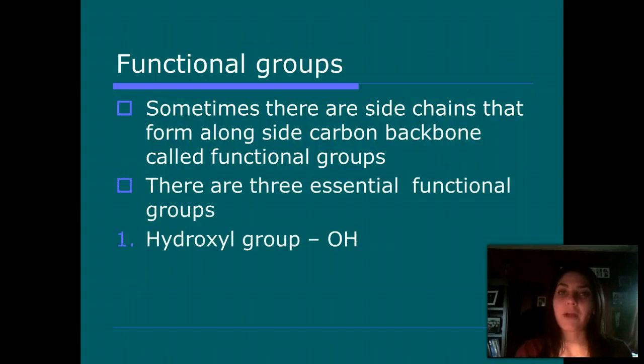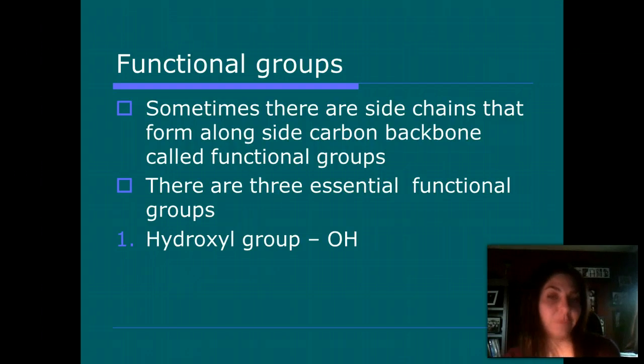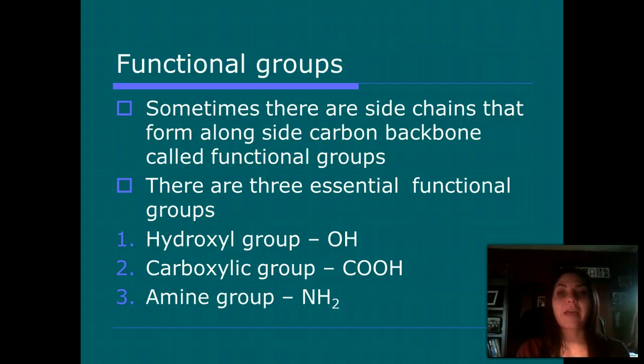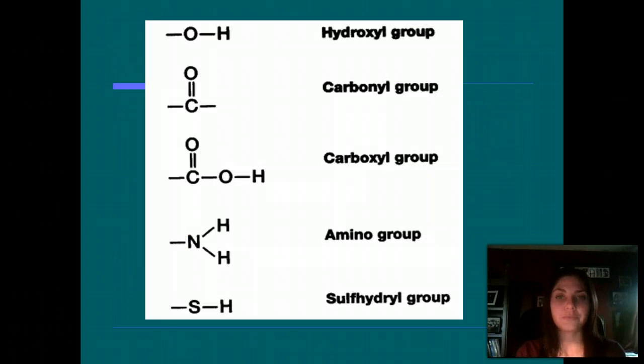Before we get into our biomolecules, you guys need to learn about our functional groups. Sometimes there are side chains that form alongside carbon backbones, and those are called functional groups. There are 3 essential functional groups that you guys need to learn about, and those are the ones that I gave you in the packet that I said make sure you know these. The first one is the hydroxyl group, which is OH. The second one is the carboxylic acid group, COOH. And the third one is the amine group, NH2.